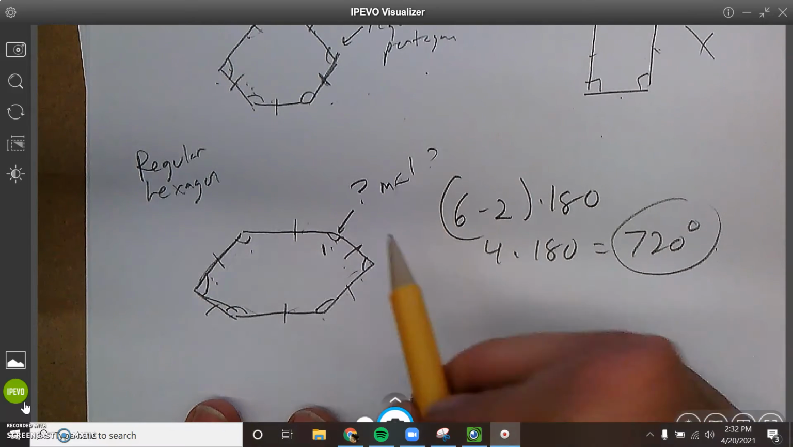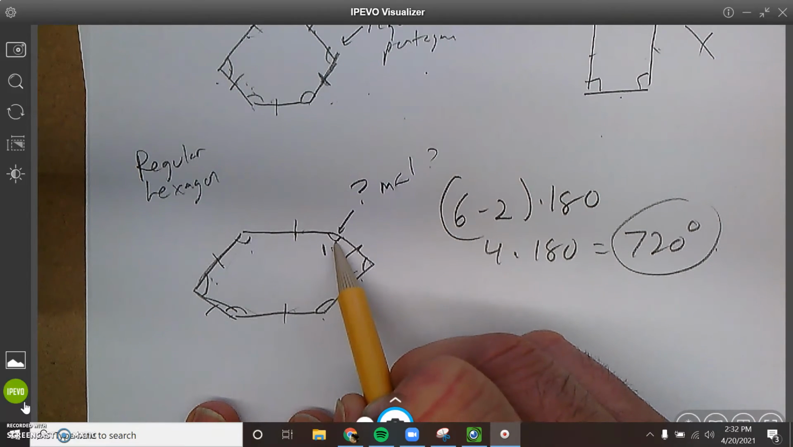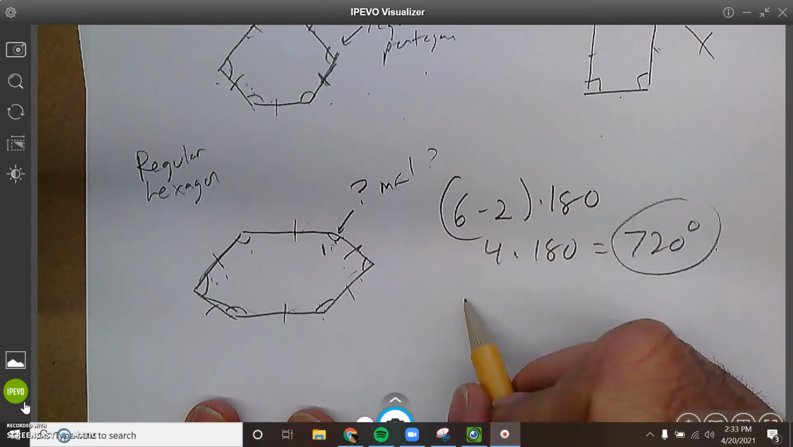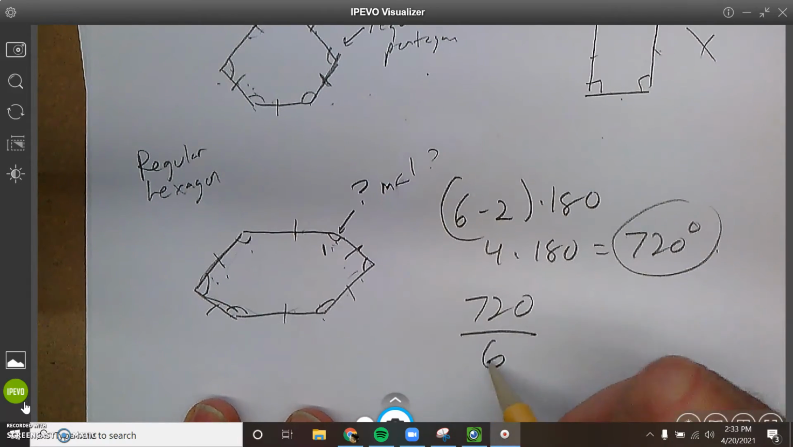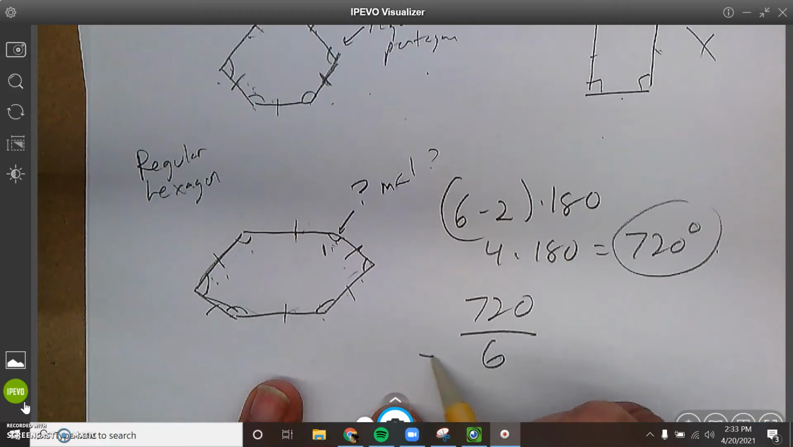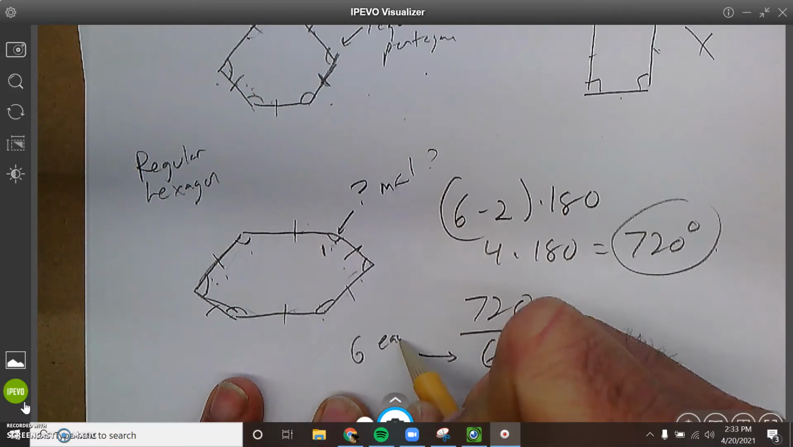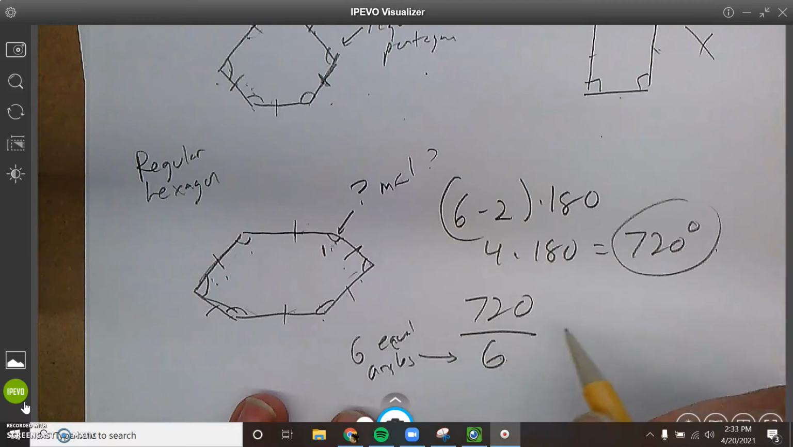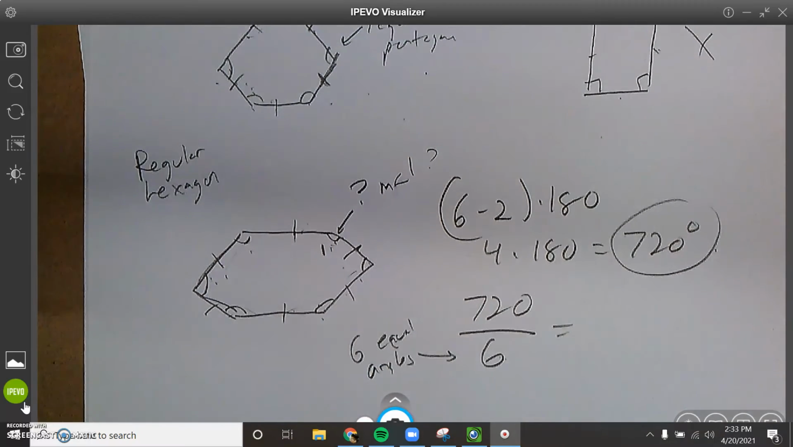720. Now, I want just one of these angles now in a regular hexagon. Well, all of them are the same, right? So if I just break this into 6 equal pieces, 6 equal angles, divide by 6, I get the measure of each one, right?